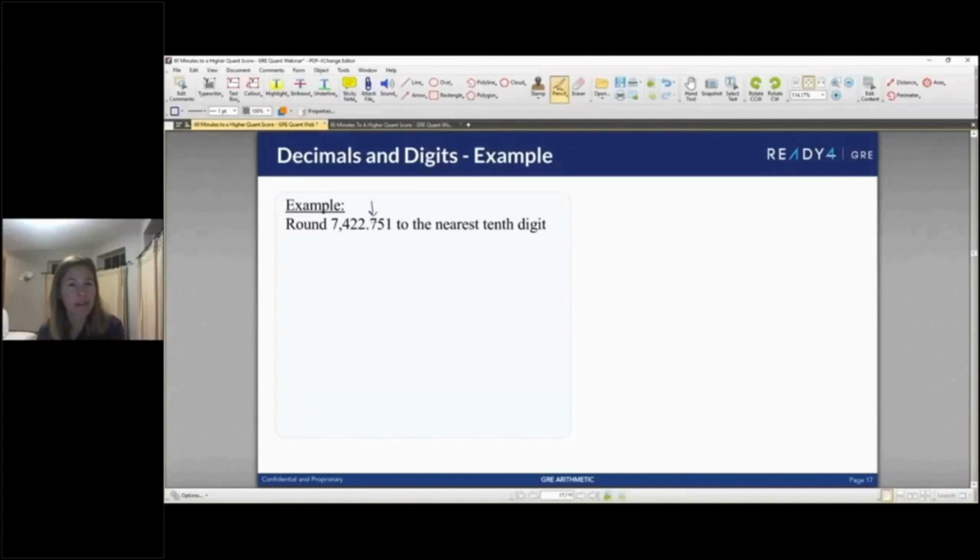Looks like we're about half and half on this one. If we want to round to this number, that means we want this to be the last one. So that means we're going to go 7422 point, and then we ask ourselves, what do we want this last digit to be? Well, we look at the one after it. And since it's 5 or more, we round up. So this becomes 7422.8.